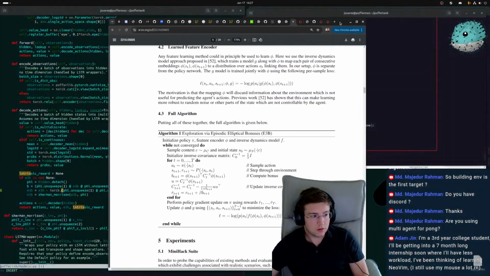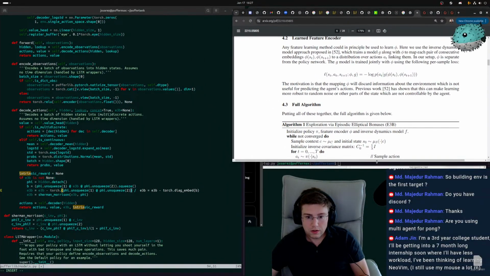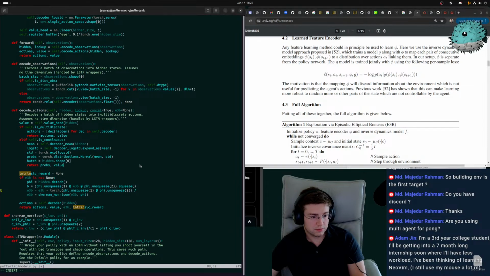I'm a third year college student. I'll be getting into a 7-month long internship soon. We'll have less workload. I've been thinking of learning NeoVim. I still use my mouse a lot right now. It takes all of 10 minutes. It really takes all of 10 minutes.